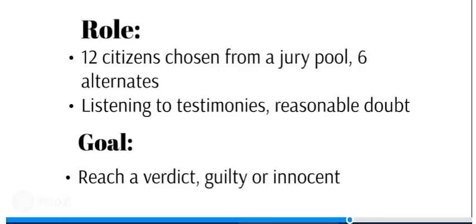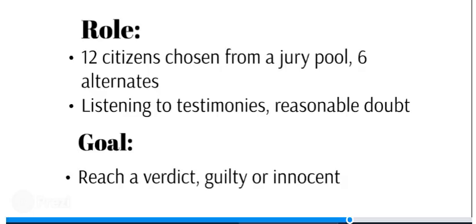Okay, it's 12 citizens chosen from a jury pool. This can be anywhere from 200 to 400 people. They narrow it down based on people who have the least amount of chance that they know the defendant or know anything about the case, and they can be as unbiased as possible. Typically, there are 6 alternates that are put on standby, kind of like they're put on call to be jury members.